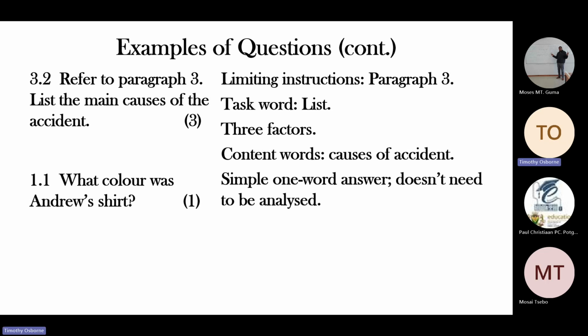This one. What color was Andrew's shirt? And how to analyze this? It doesn't need to be analyzed. It's perfectly straightforward. You are simply looking for a one-word answer, which is the color, whether it was white, whether it was black, whether it was blue, whether it was green, whether it was yellow, whatever. You are just simply looking for a single color.